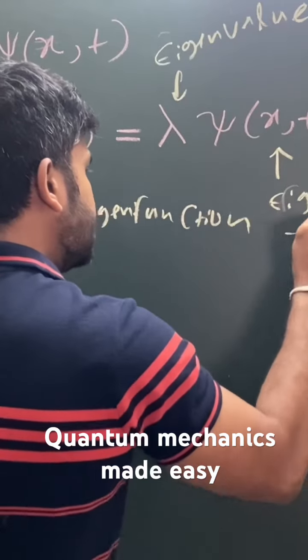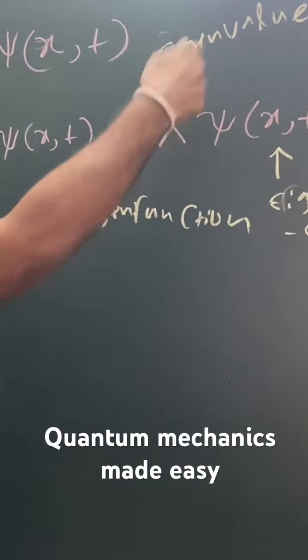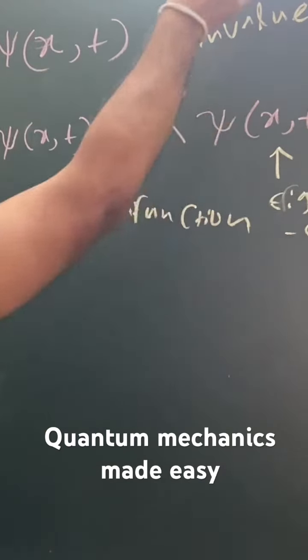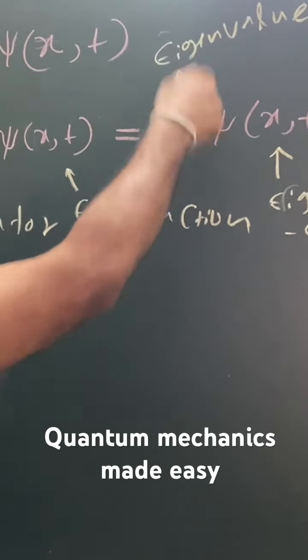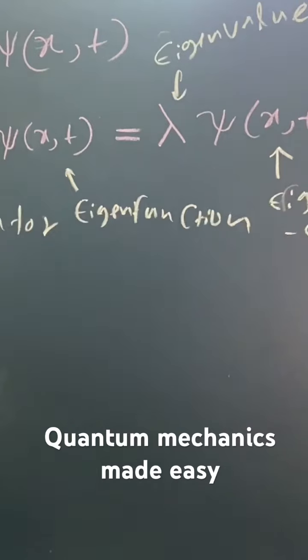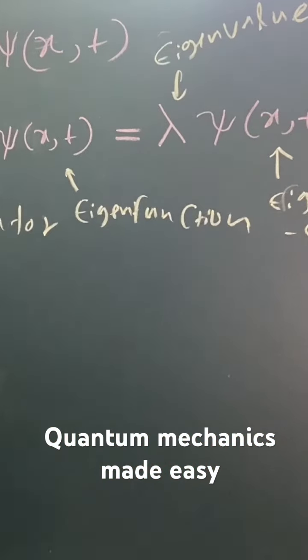Now you can clearly see that if you put the operator in front of the function, if it is an eigenfunction, you will straight away get a value. For example, if this is the momentum operator, lambda represents the momentum of this particle, right? If this is the Hamiltonian, this one represents the energy. So it follows the relevant operator, right?